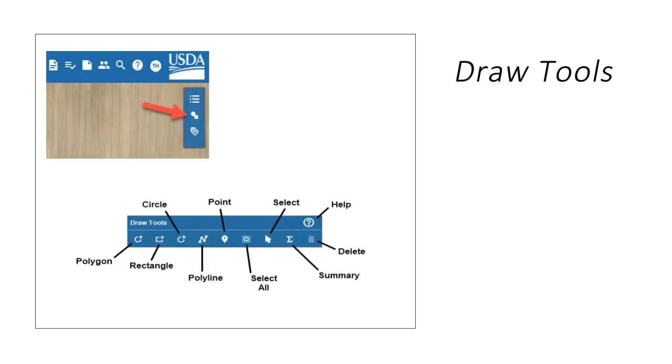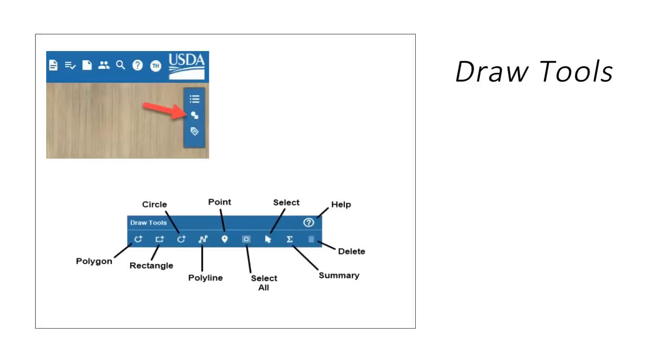To display the Draw Tools toolbar, click once on the center button of the toolbar selector at the upper right corner of the CD window. When the toolbar is open, clicking this button will hide it. The Polygon, Rectangle, Circle, Polyline, and Point tools allow the user to draw those types of graphics on the map.